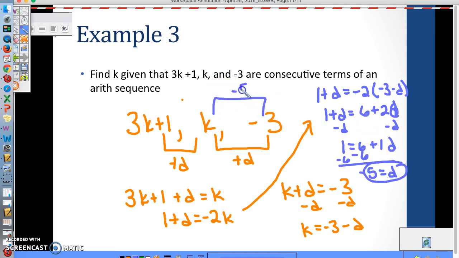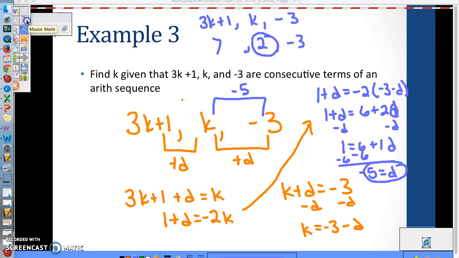So if this way is going down negative 5, we must add 5. So let's see. So if we add 5, let me see, 3k plus 1, k, and negative 3. So if we know this is negative 3, this has got to be 2. And that would be 7. And does that work? Yep, we're going down 5 each time. So our k value is 2.